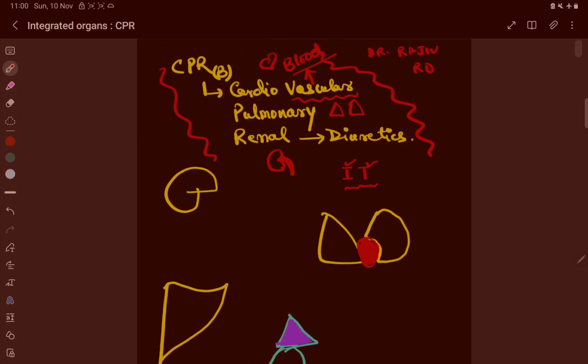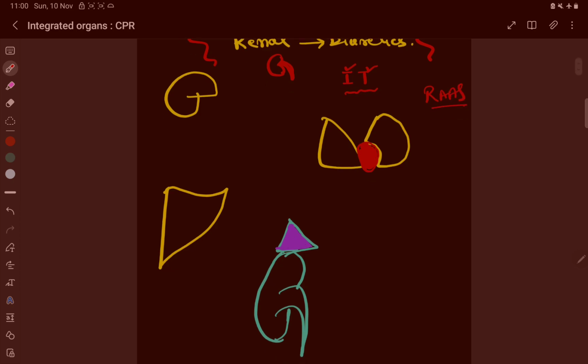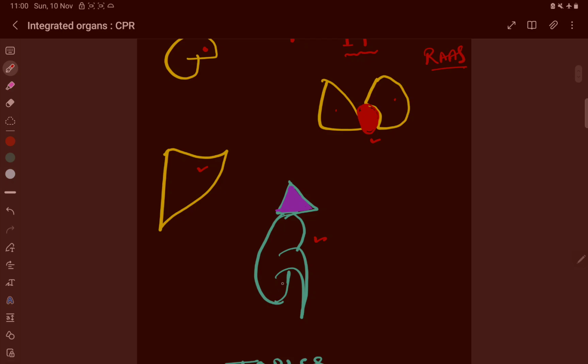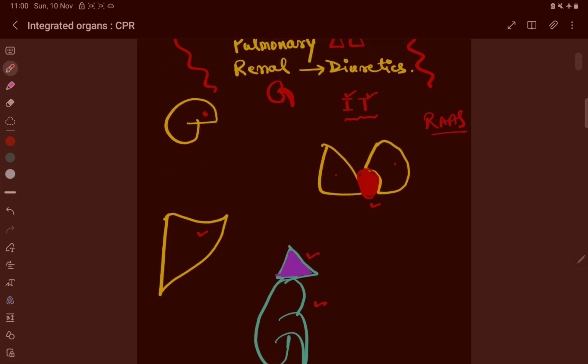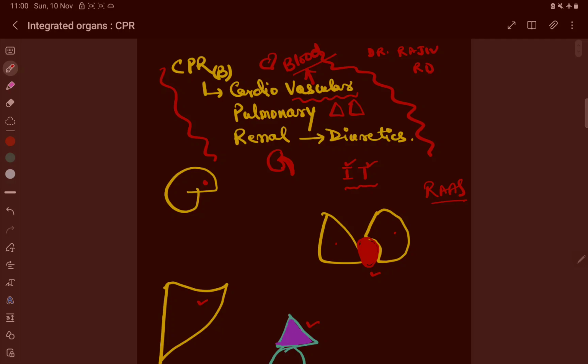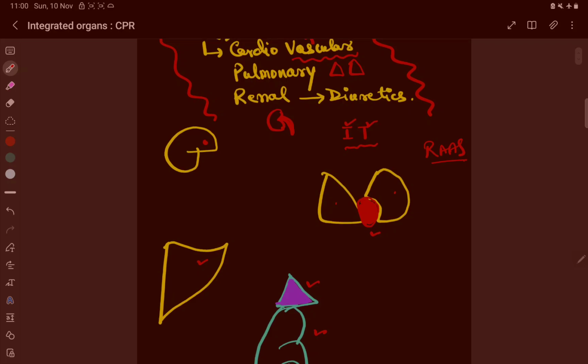So we'll start with the normal RAAS system. So you have a brain, we have liver, we have lungs, and we have heart. This is kidney, and this is adrenal, right? So there is a connection between all of them. All right. Now, we've started very slow because it's a long process. It's a marathon of all the disorders. So we'll go through all the disorders also one by one.